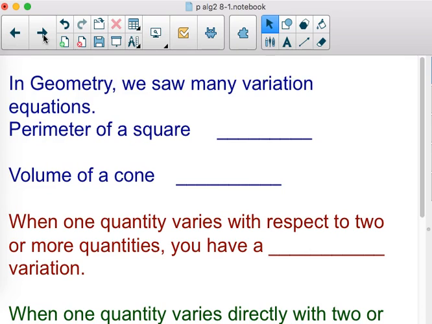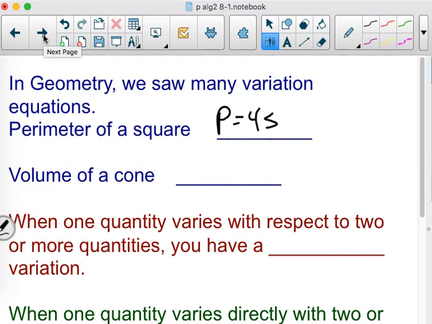Like in geometry, you saw a lot of variation equations. So why did we stop at that time and tell you, no, this one's direct variation, this one's inverse? Because geometry is about the formulas, and we want you to be able to find the numbers. The perimeter of a square equals 4s. Now, look at that differently. Don't look at it as, oh, it's geometry, give me a side length and boom, I'll get you the perimeter. Look at it as, is that direct or is that inverse? It's direct. It's multiplication. So this is a direct variation equation.